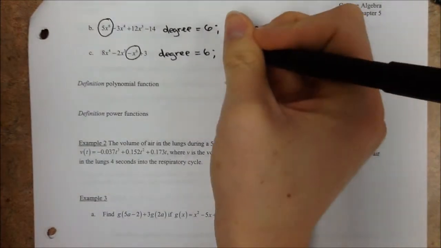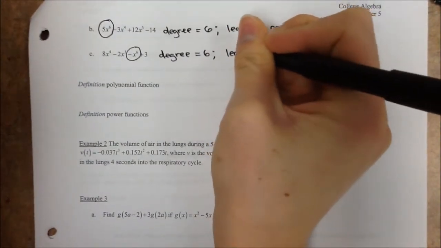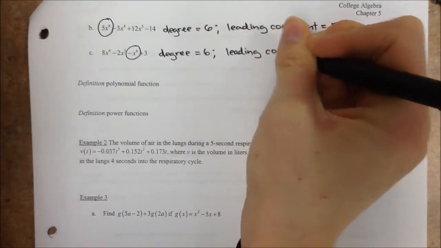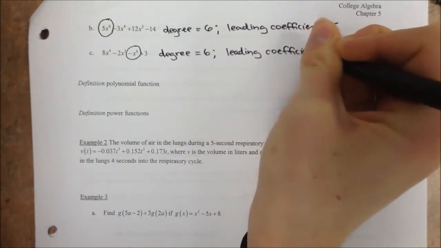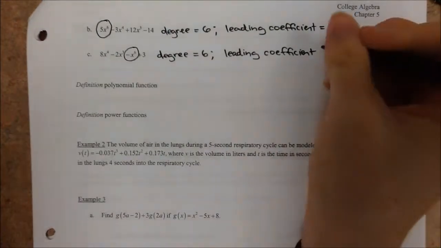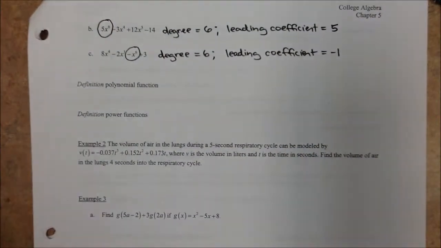Okay, our leading coefficient here, again, is the coefficient that is attached to that x to the 6th. And because we are going to be very careful in remembering the negative, we now know that that is a negative 1 that's in front of the x to the 6th.